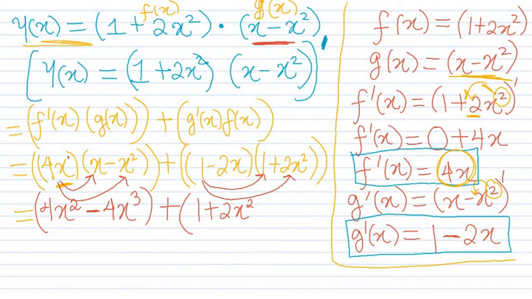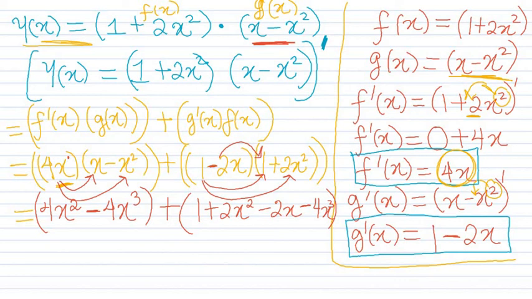So now you have negative 2x here times 1 here. Negative 2x times 1 will be negative 2x, and then negative 2x times positive 2x squared, that will be negative 4x cubed. Yay.